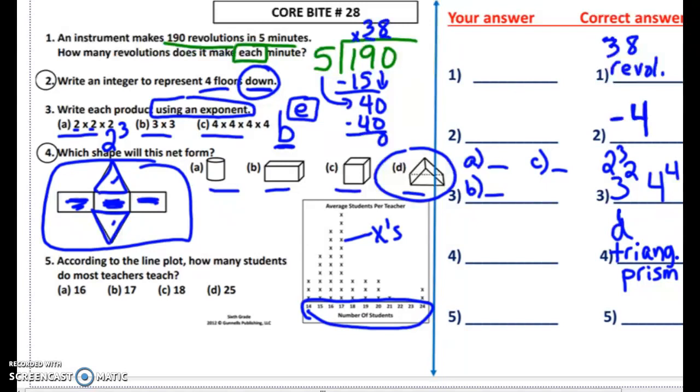For number 5, the question was, how many students do most teachers have? Because the X's represent the teachers, you're looking for the most X's. If you notice, here is where the most X's are. So if you go down and look, that number 17 would be the number of students. So the answer was B, 17. That is how many students most of the teachers have. That's where you see most of the X's for the teachers, and it's at 17. Okay, that means you are finished with core byte number 28.